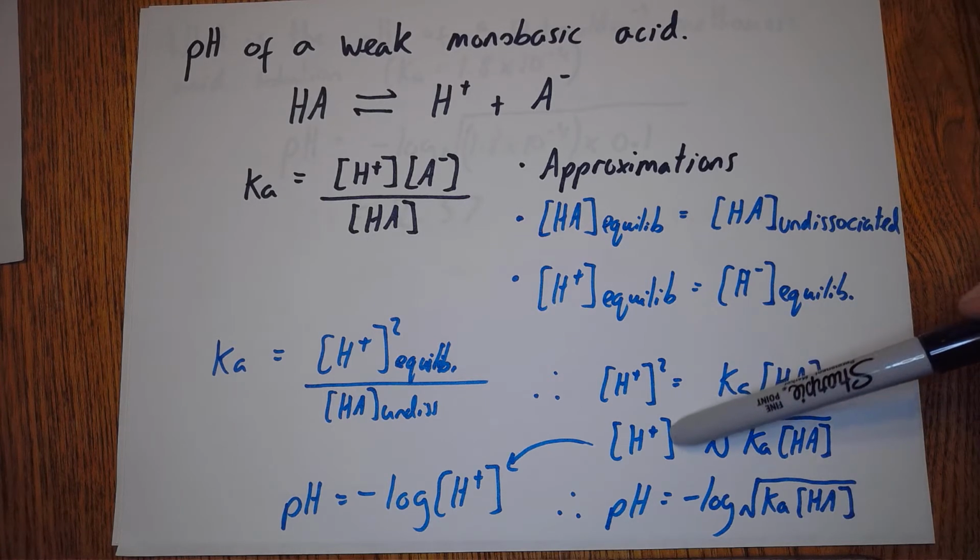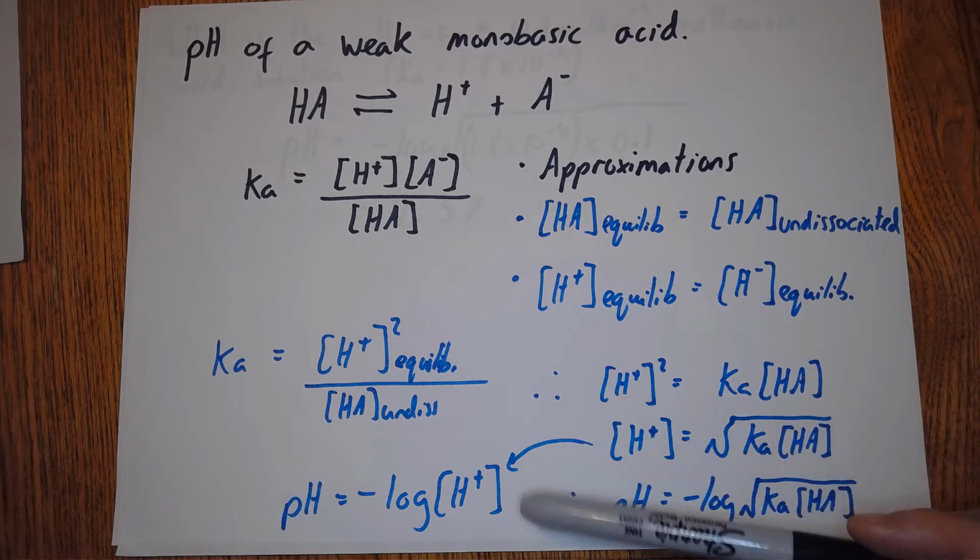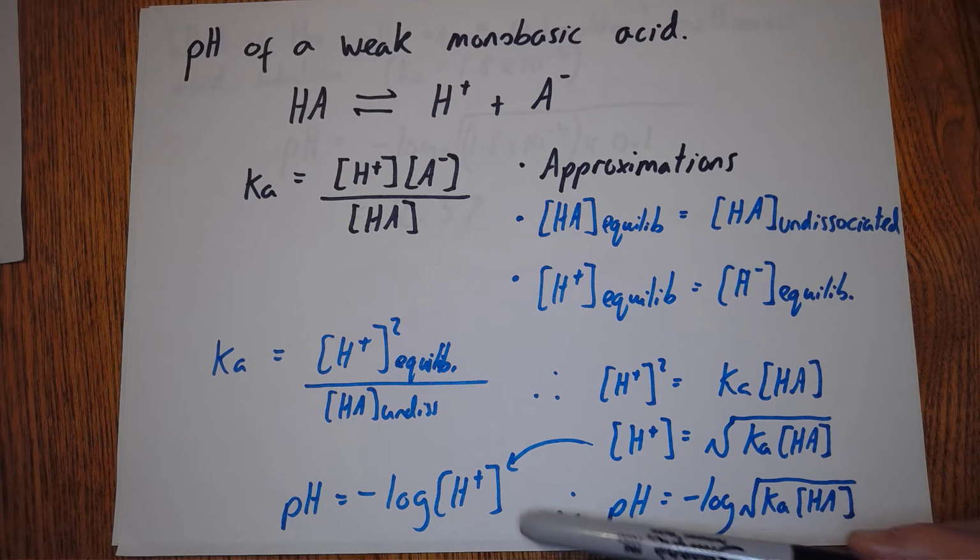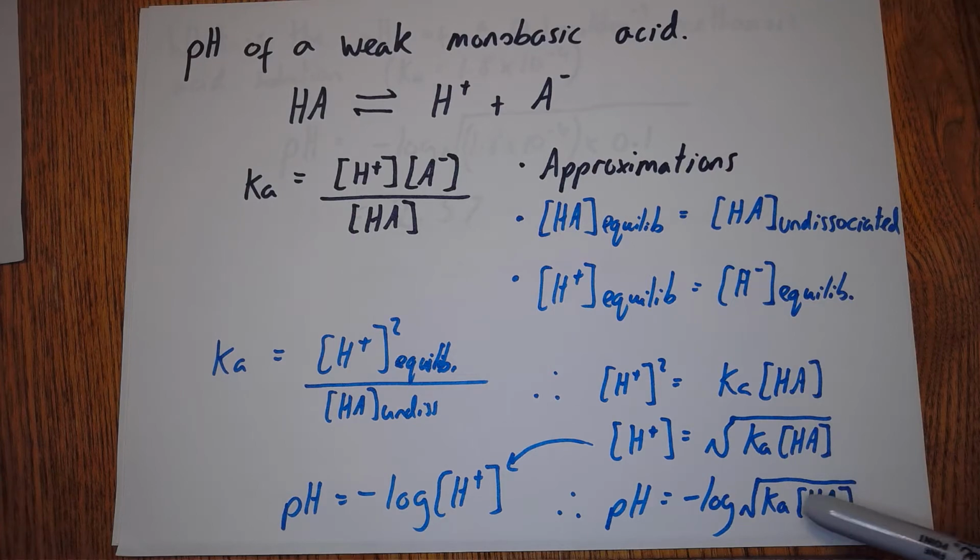Once you've got that, if that's H plus, let's put it into the pH equation, substitute it in, so the pH equals minus log of the square root of Ka times HA. So if you know the concentration of the weak acid at the beginning, you know its Ka value, you can find its pH.